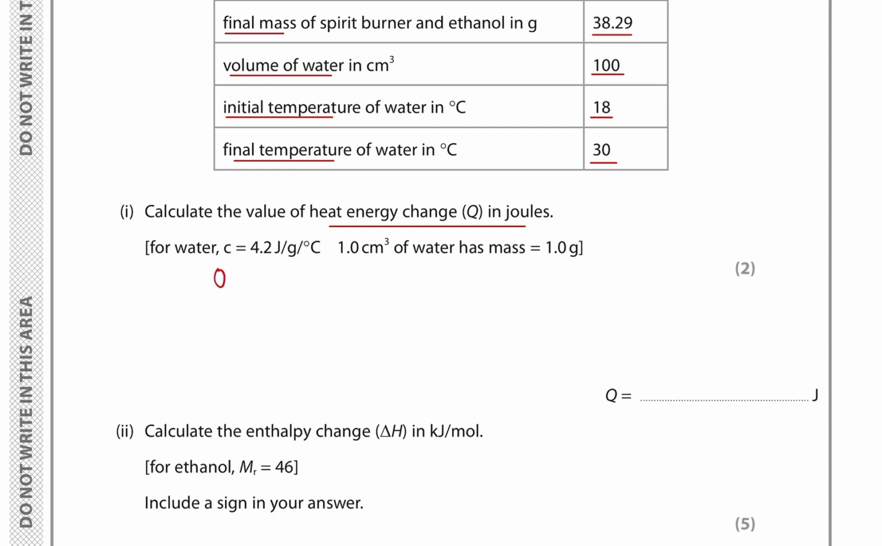So we have Q equal to mass times C times delta T. So mass will be 100 times C, which is 4.2, and the temperature change will be 30 minus 18. So it is equal to 5040 joules.